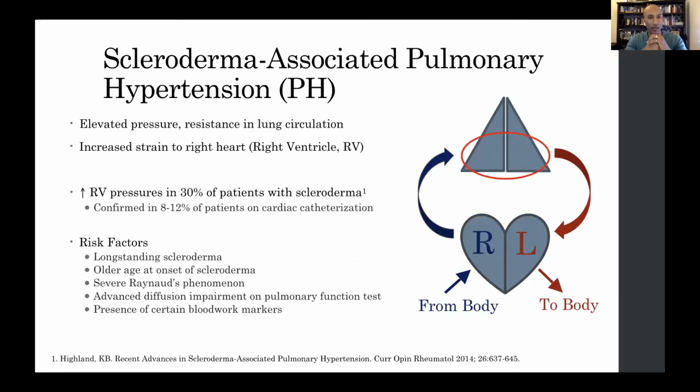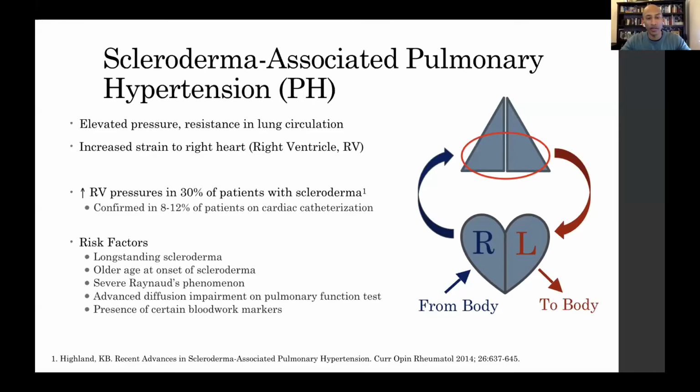Okay, so now we're going to talk about systemic sclerosis associated pulmonary hypertension. As a review, this is elevated pressure and resistance in the lung circulation, meaning that the right side of the heart has to pump harder than it should. Pulmonary circulation is the blood vessels that are flowing through the lungs.